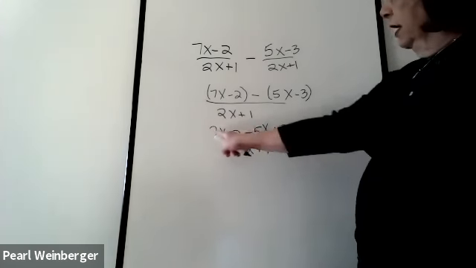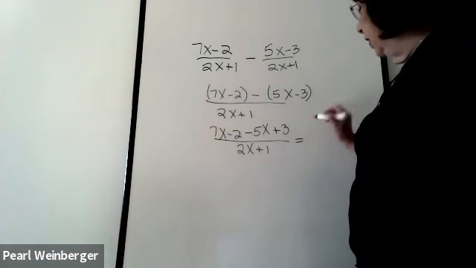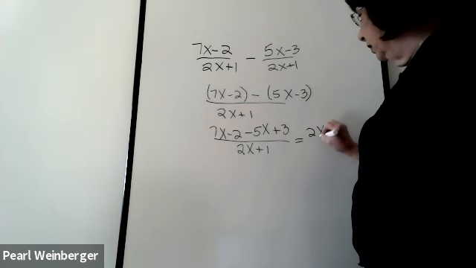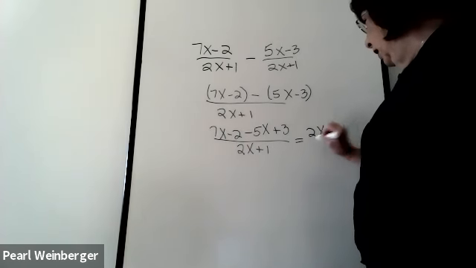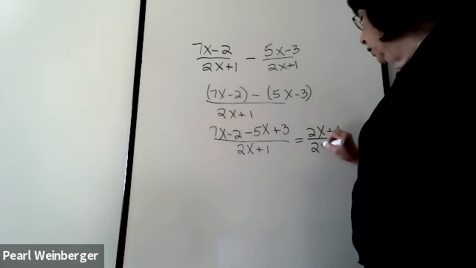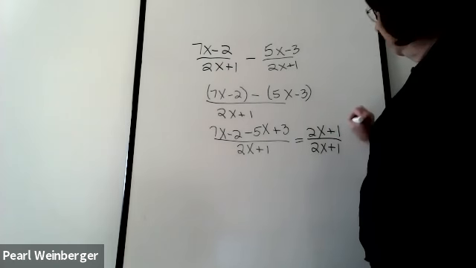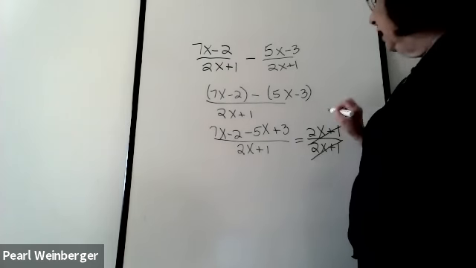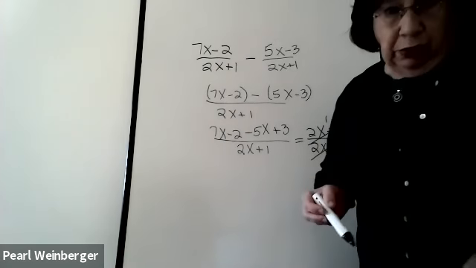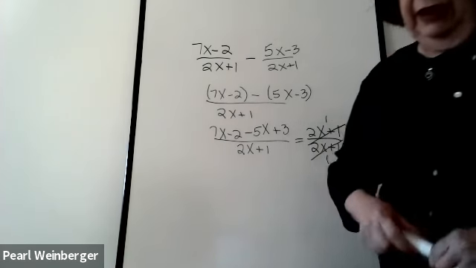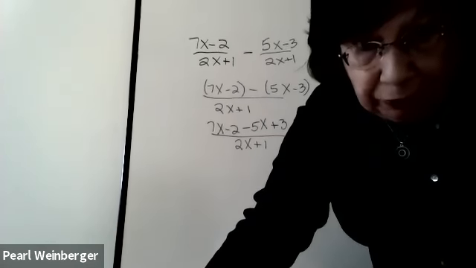When I combine the like terms, I have 7x minus 5x, which is 2x, and negative 2 plus 3, which is plus 1. And I get 2x plus 1 over 2x plus 1. And again, these can cancel out because they are identical. And my final answer is 1, as a bunch of you had said. So that is how to do this type of problem.